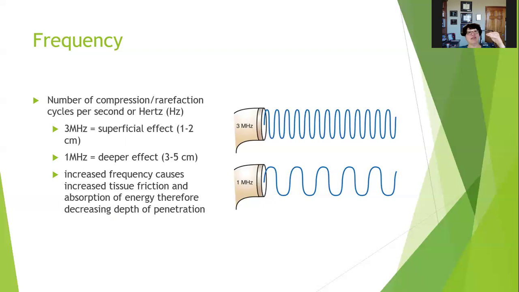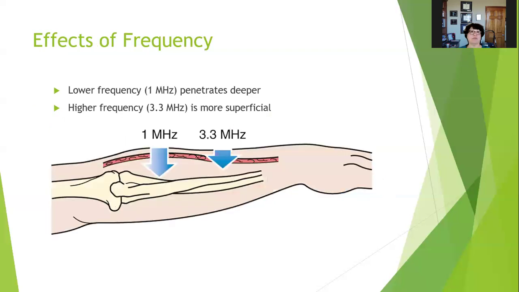Increased frequency causes increased tissue friction and absorption of energy, therefore decreasing the depth of penetration. So depth of penetration and frequency are inversely proportional. Lower frequency penetrates deeper, higher frequency is more superficial. So this is our little picture from the book, which is really helpful because you can picture, lower frequency is going deeper down towards the bone, and higher frequency is more superficial. So if you're trying to target a particular tissue, keep that in mind.